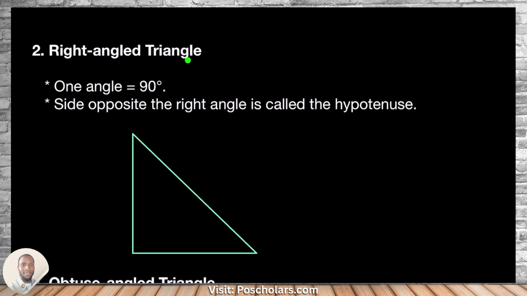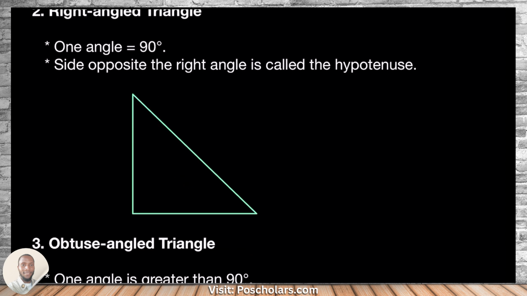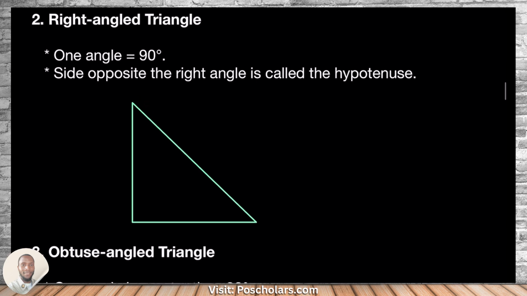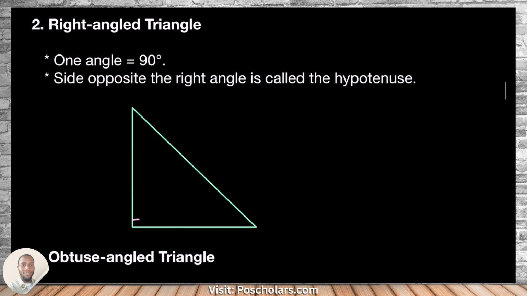What are the properties? One angle is equal to 90 degrees. The side opposite the right angle is called the hypotenuse. Now, let's explain that. In a right angled triangle, one angle must be 90 degrees. That means the perpendicular side, you can see this line is straight. The perpendicular line is equal to 90 degrees. And to identify that, you just put a small square in between here, right? So this is telling us that this angle is 90 degrees.